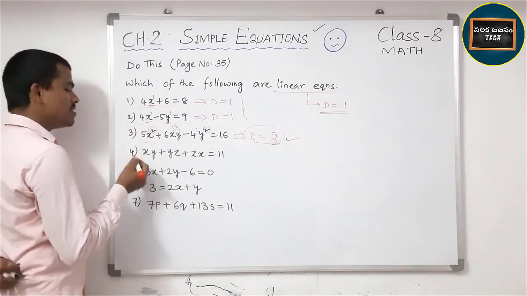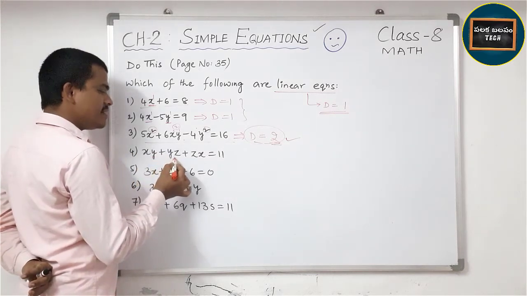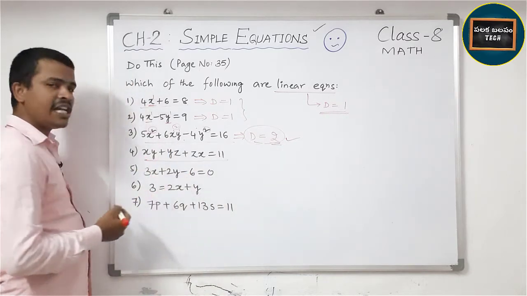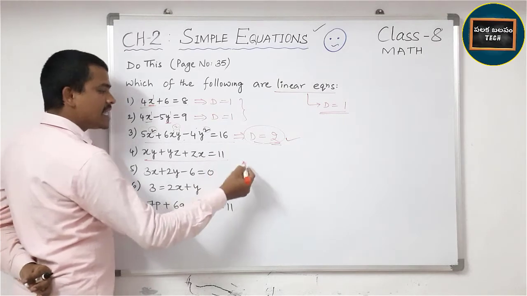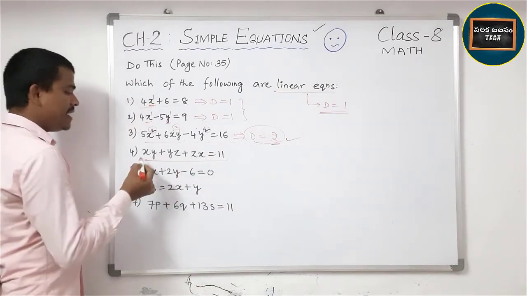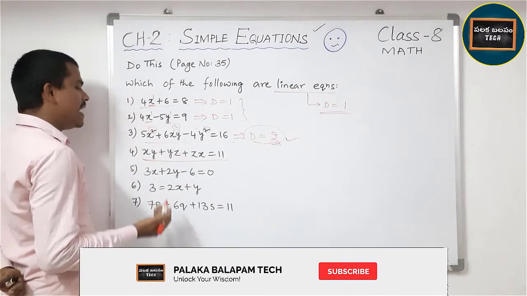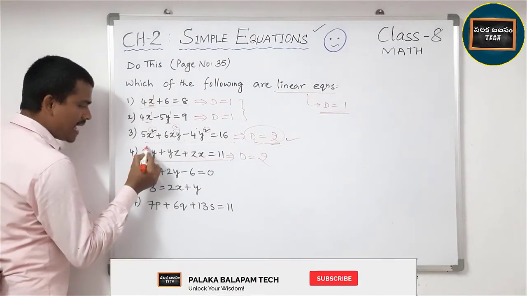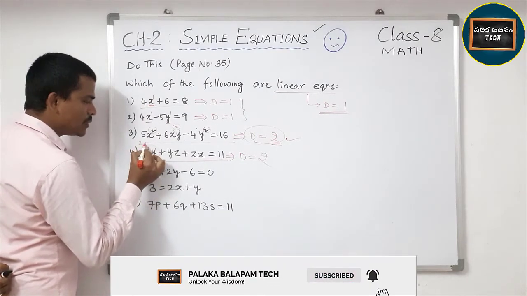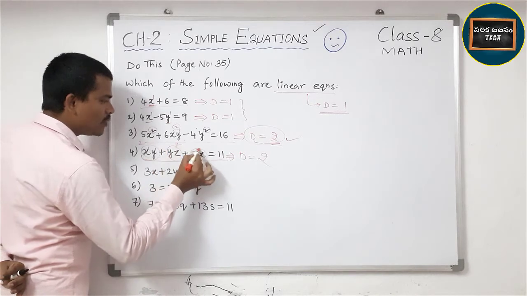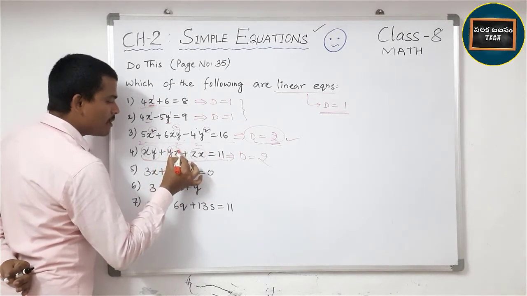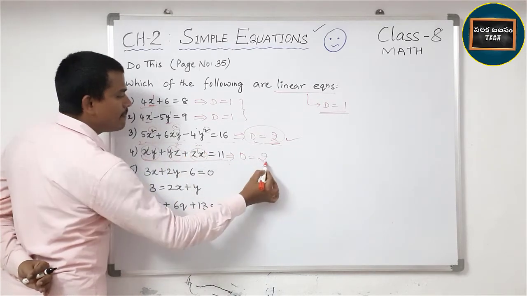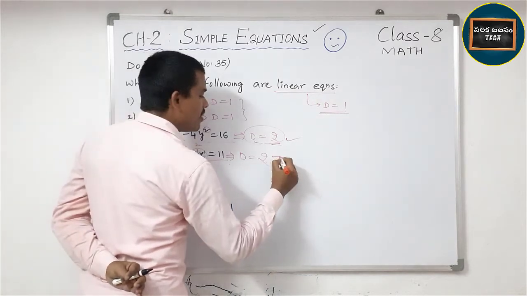Next, if you observe the fourth question, xy plus yz plus zx equal to 11. So it is an equation in how many variables? Here we can see the 3 variables x, y and z. So it is an equation in 3 variables and the degree of the equation becomes 2 here. Why? Because x power 1 y power 1, 1 plus 1 is 2. y power 1 z power 1, 1 plus 1 is 2. z power 1 x power 1, 1 plus 1 is 2. So overall the degree of the equation becomes 2. So it is called which type of equation? Quadratic.